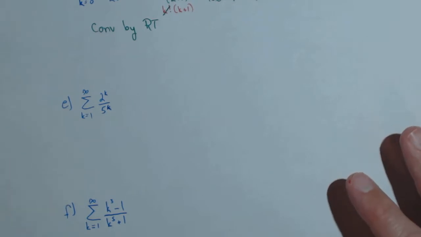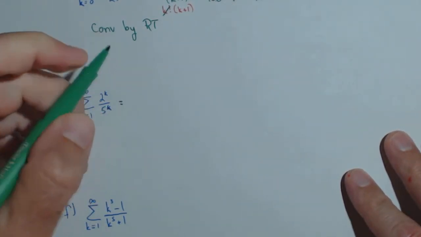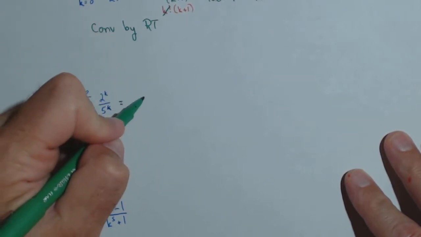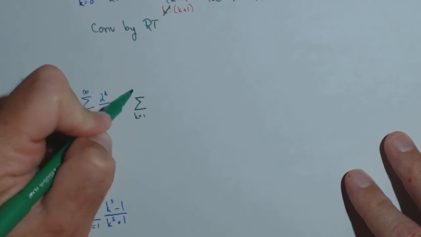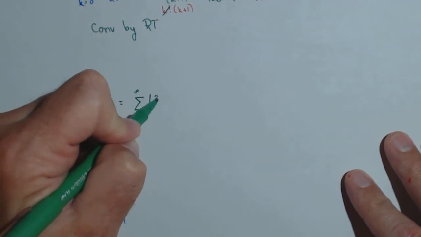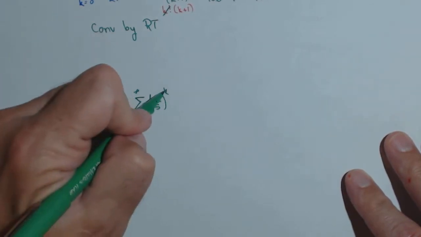We do have an exponential in here. But before we go run and use the ratio test, one thing you might want to notice, ratio test would work, but there's going to be a quicker way. I can rewrite this as k equals 1 to infinity, and I can rewrite it as 2/5 to the k, since they're both raised to the k power.